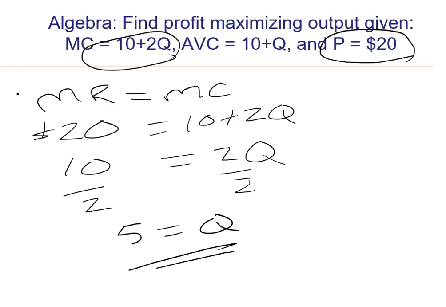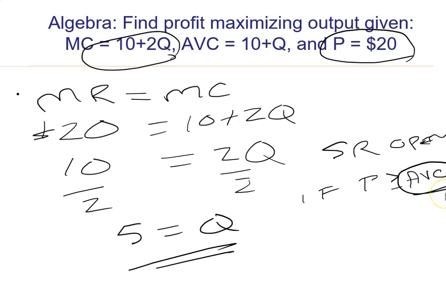Now, is this firm going to be open in the short run? What's the short run open-close decision? Do you remember? In the short run, a firm is open if price is bigger than or equal to AVC. It's all about variable costs in the short run. So our AVC is 10 plus Q. Put your 5 in for Q right here, and you find your AVC is 15.